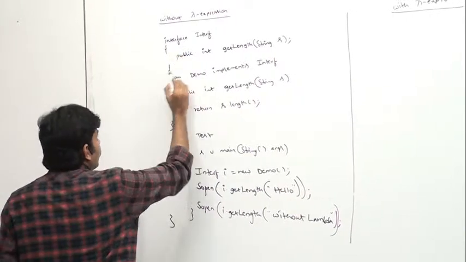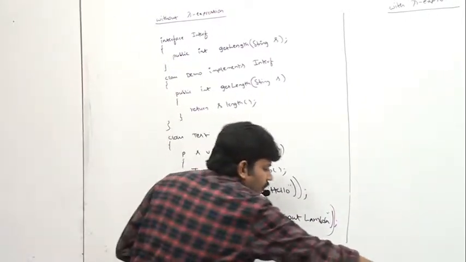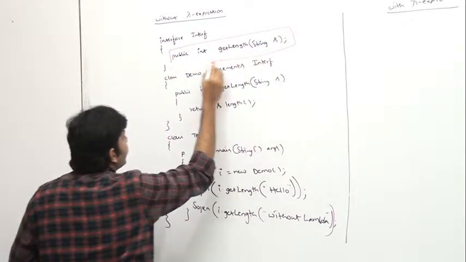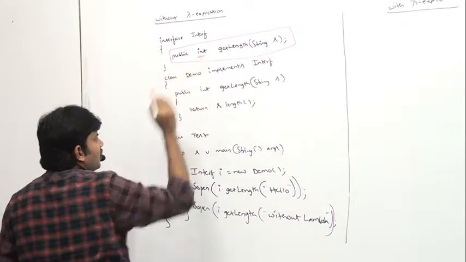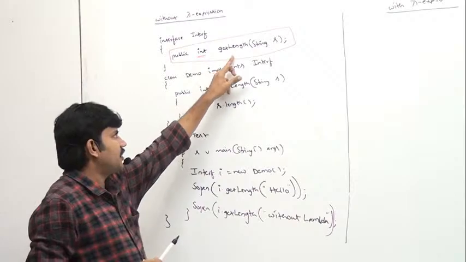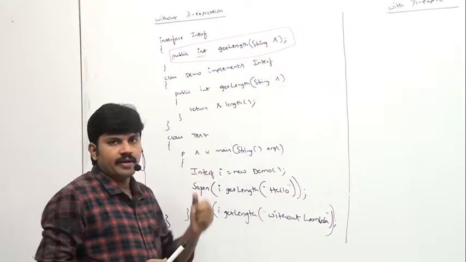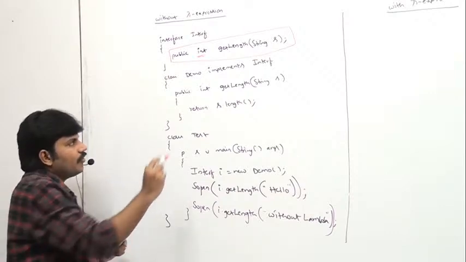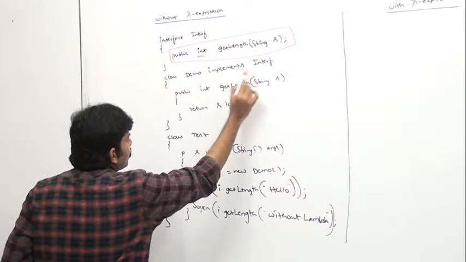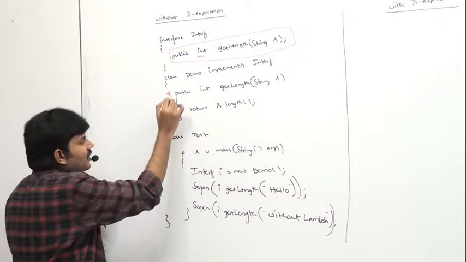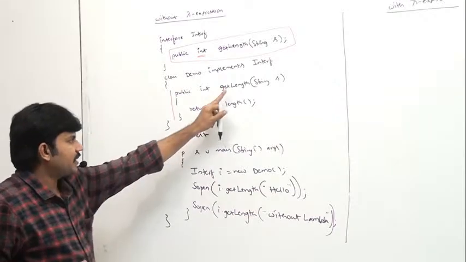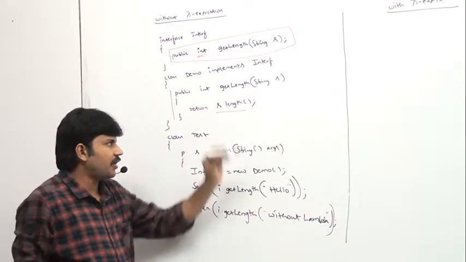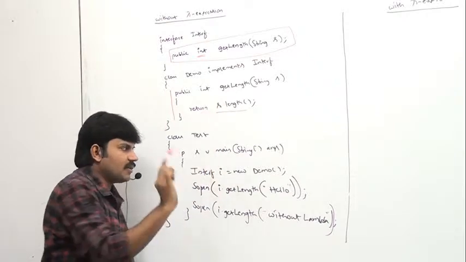Interface interrupt. I have an interface interrupt which contains a public int get length method. Here, the return type is also there, sir. Okay, get length method. If I provide a string, then what is its length? By default, it's going to return that. So now, class demo implements interrupt. It is a normal Java class. Public int get length, return s dot length. If I provide some string, then it's going to return its length, right?